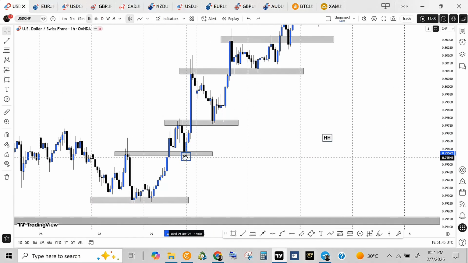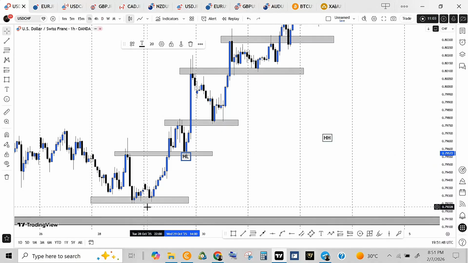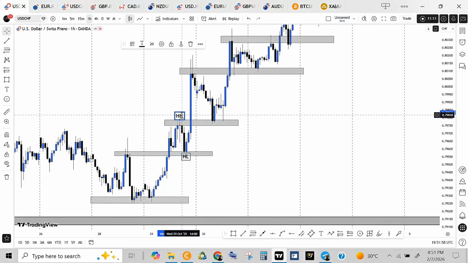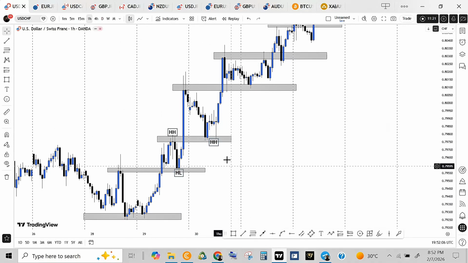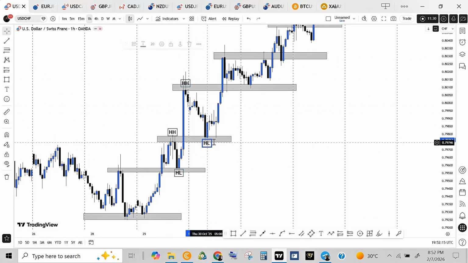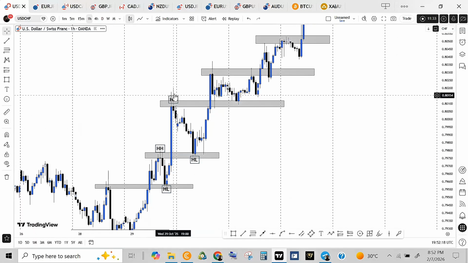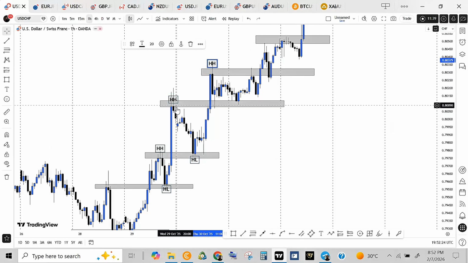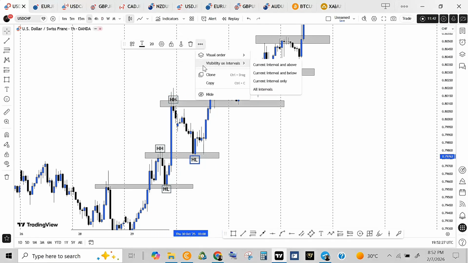If you notice, this low over here is higher than this previous low. That made it what? A higher low. Now this high here is higher than this previous one. That made it a higher high. This low here now is higher than this previous low. That makes it what? A higher low. This is a higher high, and that makes it what? A higher low. Now, if you notice again, this new high is higher than this previous high. So that makes it what? A higher high.